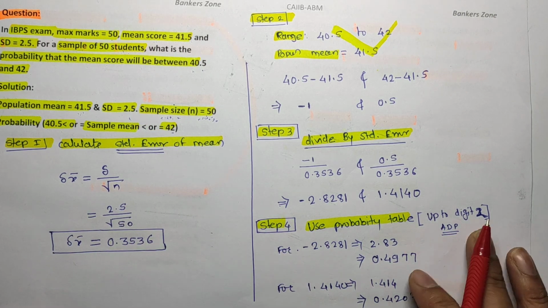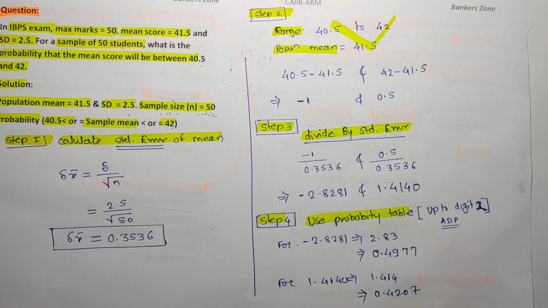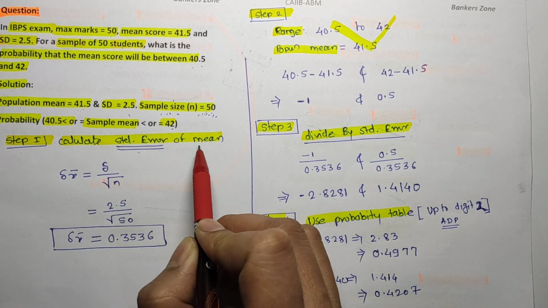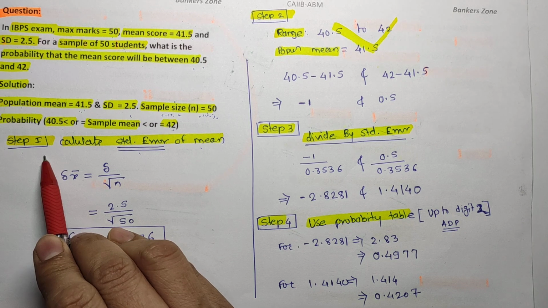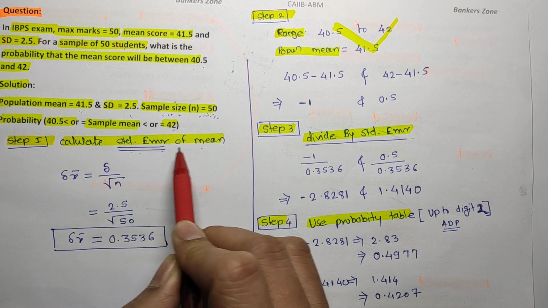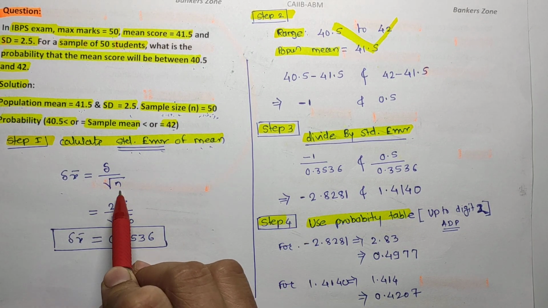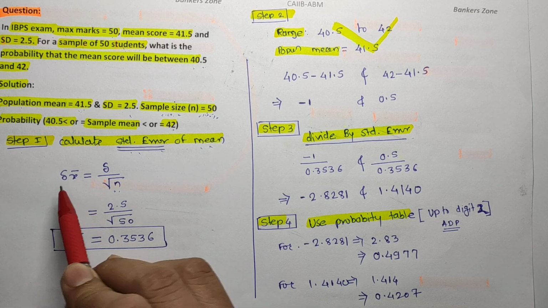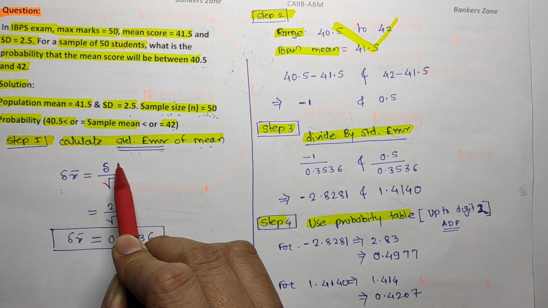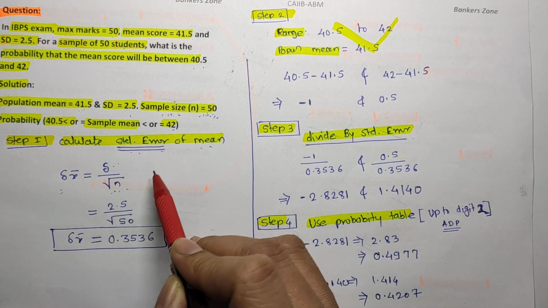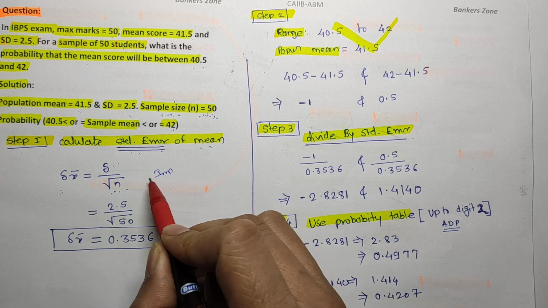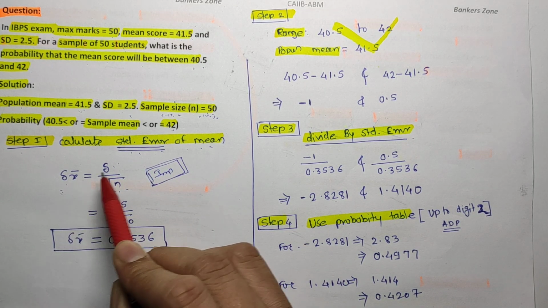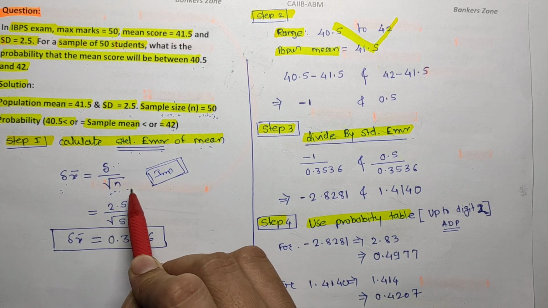So friends, in such a type of example, how to solve? In step 1, you have to calculate the standard error of the mean. Very first, remember, step 1, calculate the standard error of the mean. What is the formula for that? We have already learned the formula. It is given by sigma divided by under root of n. It is a very easy formula, and this formula is very important. You have to remember that the standard error of the mean is nothing but sigma divided by under root of small n.